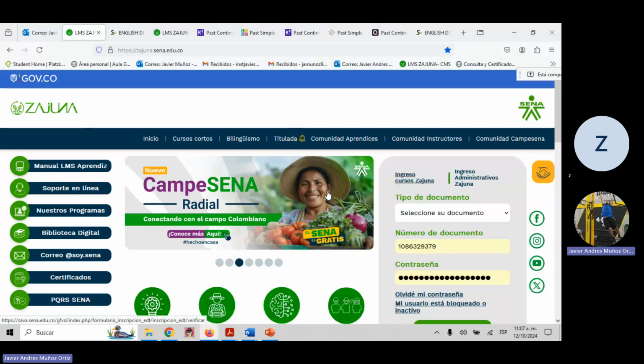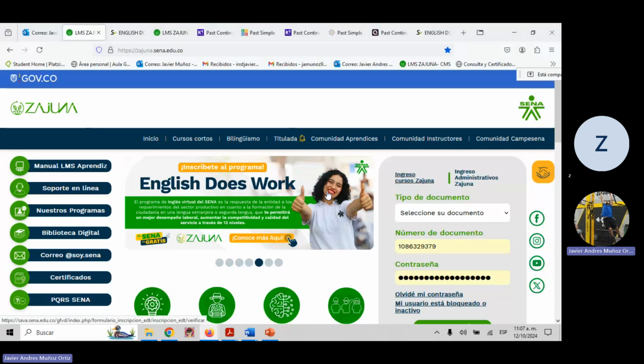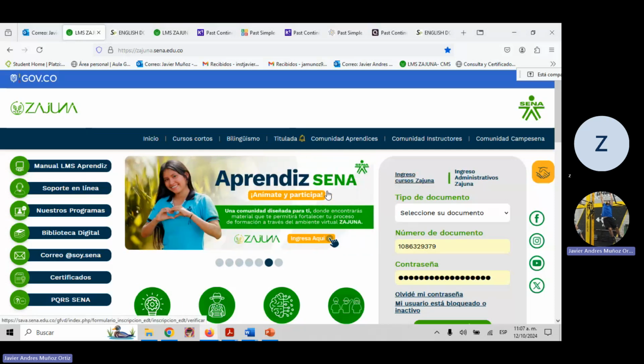It is time for you to enroll in the next level, I mean, level number 5. So I'm going to share with you the steps you are going to follow in order to make the inscription for the next level. Or perhaps, if you haven't had time to complete this level, to repeat it. You're going to find the information in Zajuna.